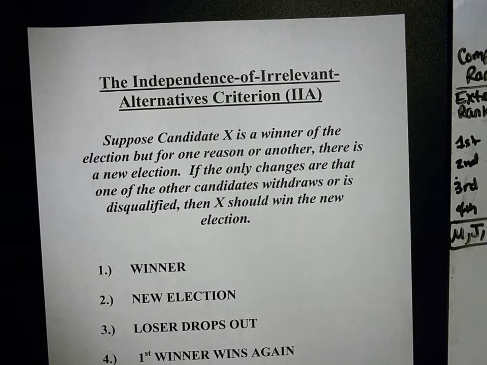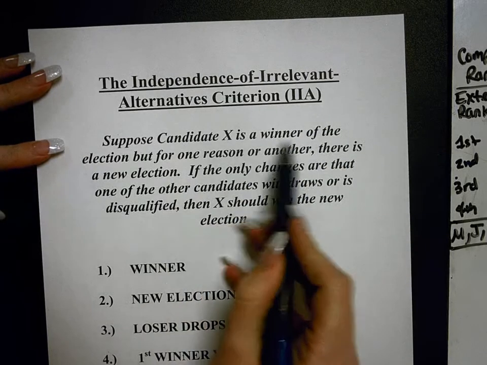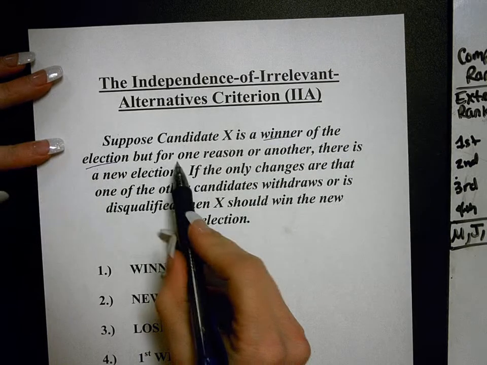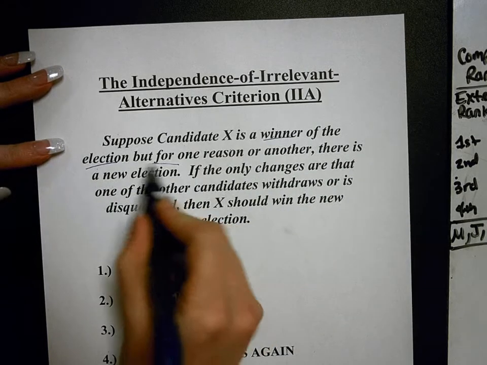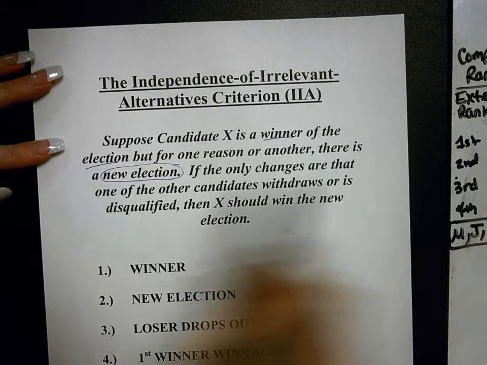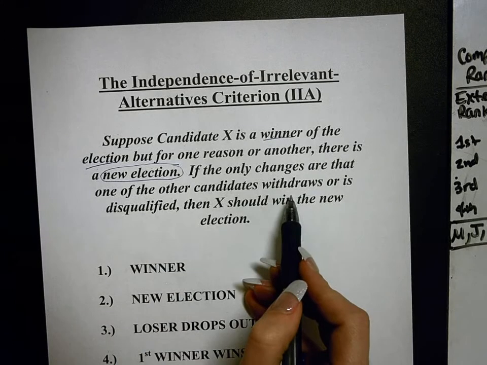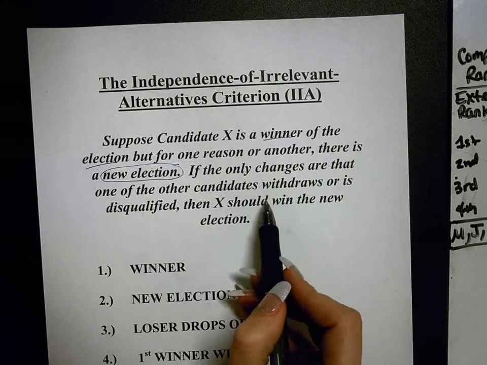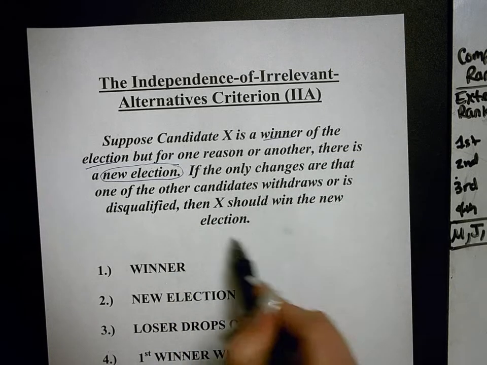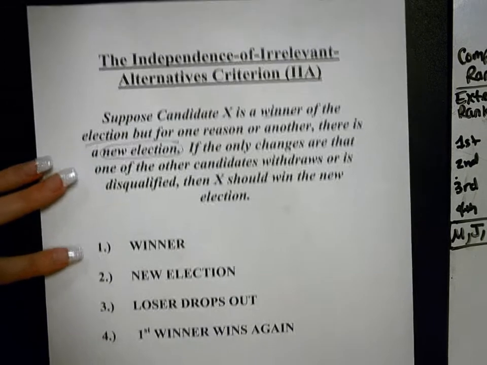What the independence of irrelevant alternatives criterion, or IIA, states is: suppose candidate X is a winner of an election, but for one reason or another, there is a new election. If the only change is that one of the other candidates withdraws or is disqualified, meaning one of the losers, then X should win the election. So basically the person who won should win again. This is kind of like the cliff notes of the IIA.